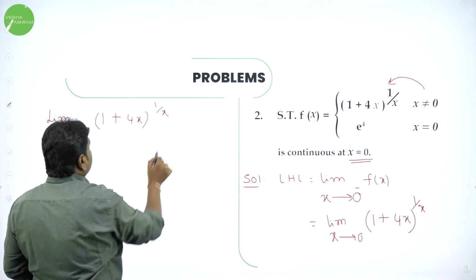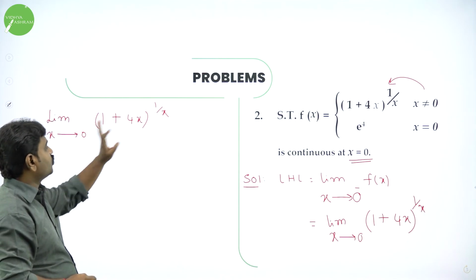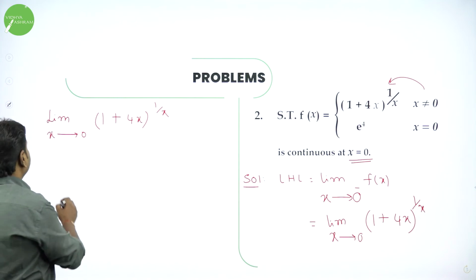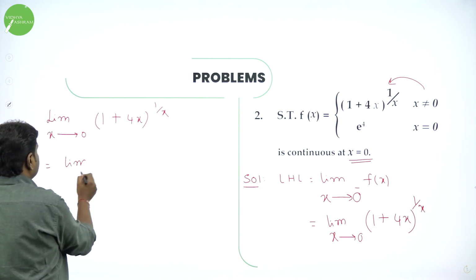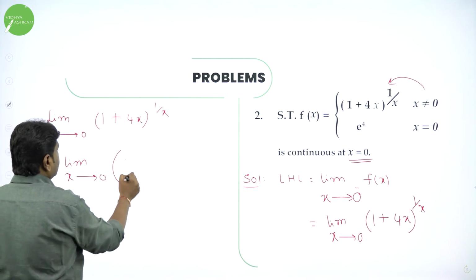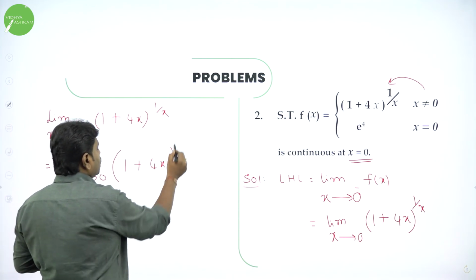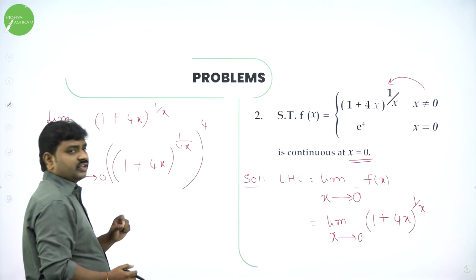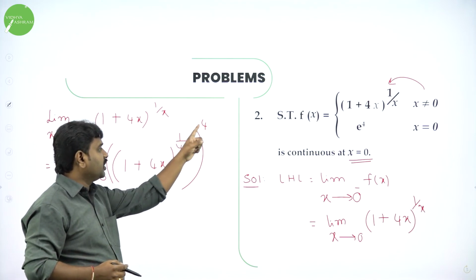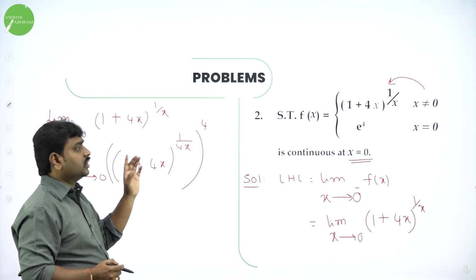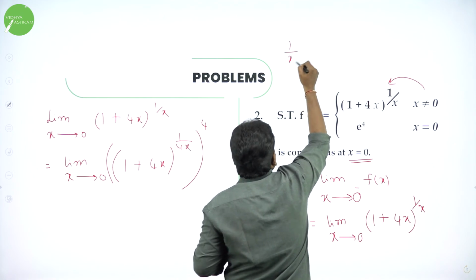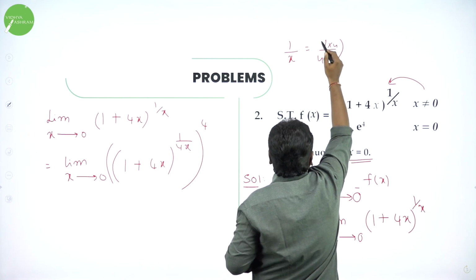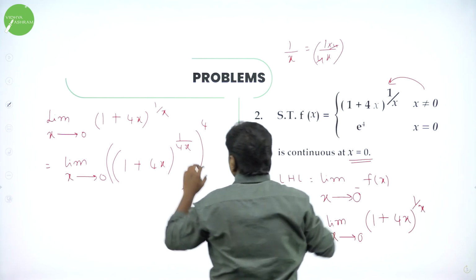Now you can observe here we have 4. So I will divide and multiply by 4 so that it reduces to standard form. Limit x tends to 0, can I write (1 plus 4x) to the power 1 by 4x, whole power 4? You know the law of indices: a power m whole power n is a power m into n. If you multiply these two, 4 cancels and it will be 1 by x. So 1 by x, can I write it as 1 by 4x whole power into 4? The 4 cancels, so it will be the same.